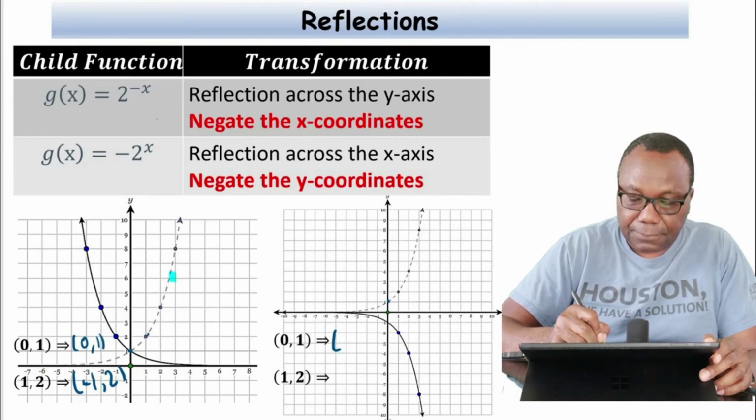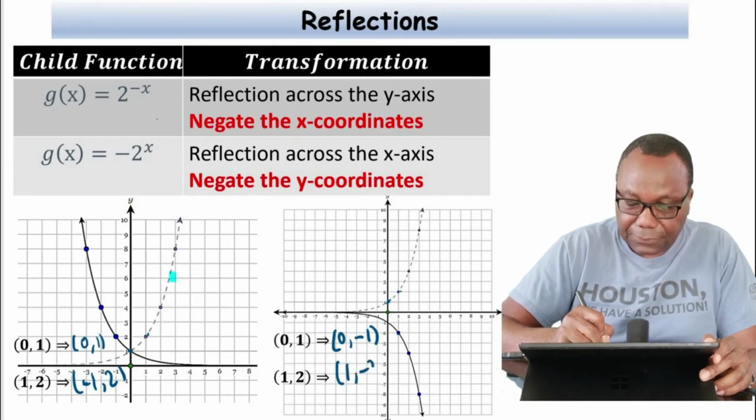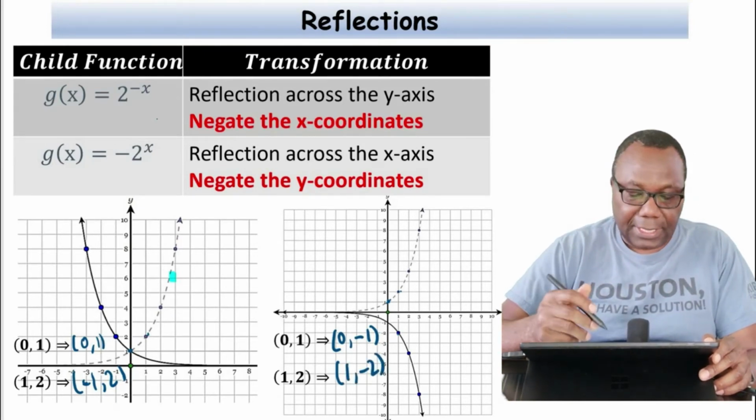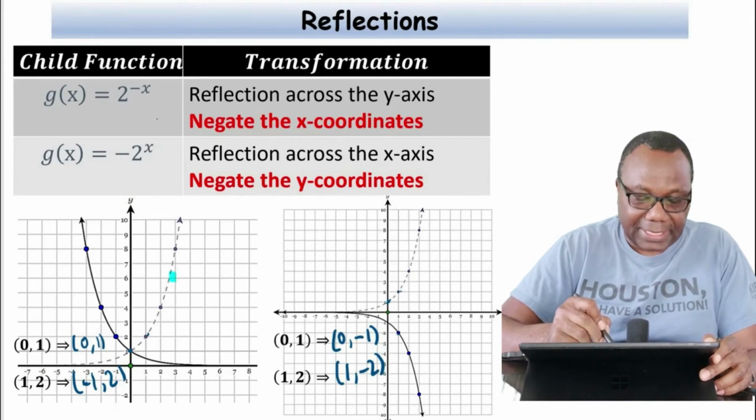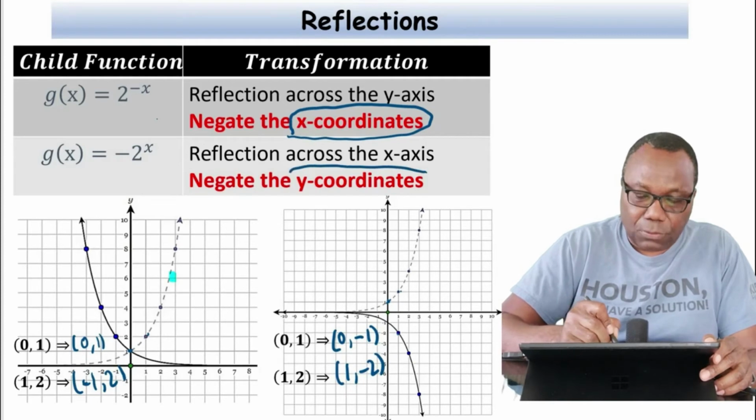For the other reflection, since the y value is the one that's changing, the x value stays the same. So 0, 1 becomes 0, -1. You can see that. And then 1, 2 becomes, the x value is going to stay the same, 1, -2. So you can see what we do here is we negate the x coordinate. We negate it. We put a negative on it. Here we negate the y coordinate.